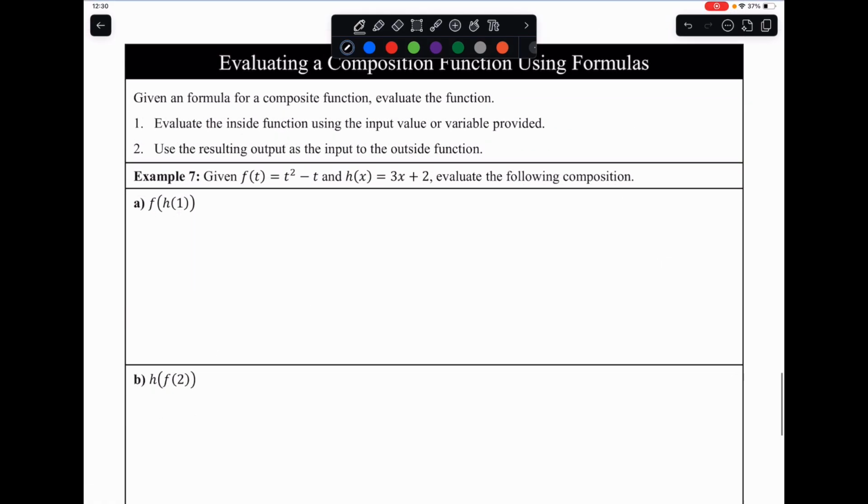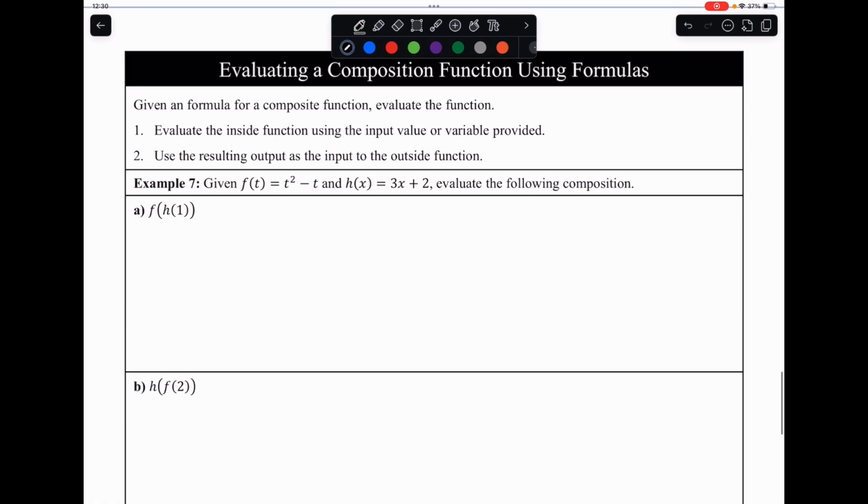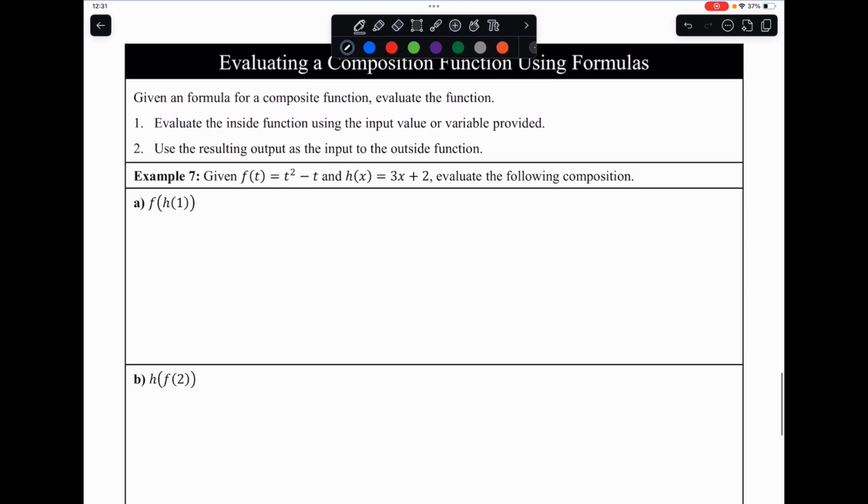And finally, the last one I want to go over is how do we evaluate a composition using the formula itself. So just like the diagram, as we did at the beginning of this video, we're given a formula for composing functions. We're going to do exactly like the diagram indicated. We're going to plug in a number into the inner function, see what number we get out, and then we just simply plug that answer into the outer function.